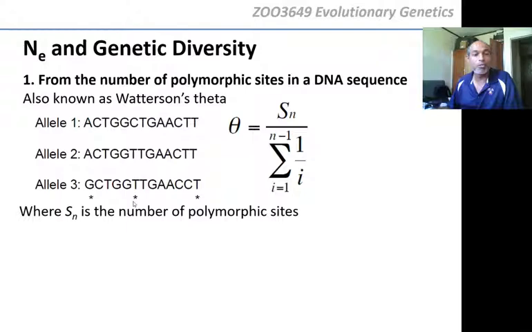Now you can see that there's three stars. That means there's only three places. This star should not be here. It should be there under the C, because it's a C and the other two have a T. So that star is in the wrong place there. It should be under the C. Nevertheless, there are three places for these three DNA sequences where there are mutations, differences. So SN, the number of polymorphic sites, is three.